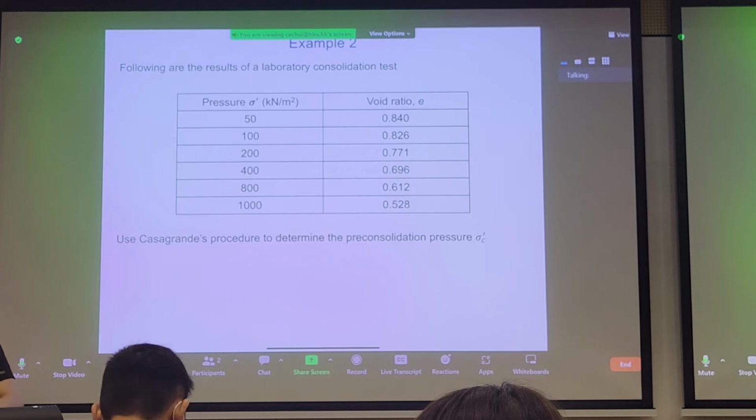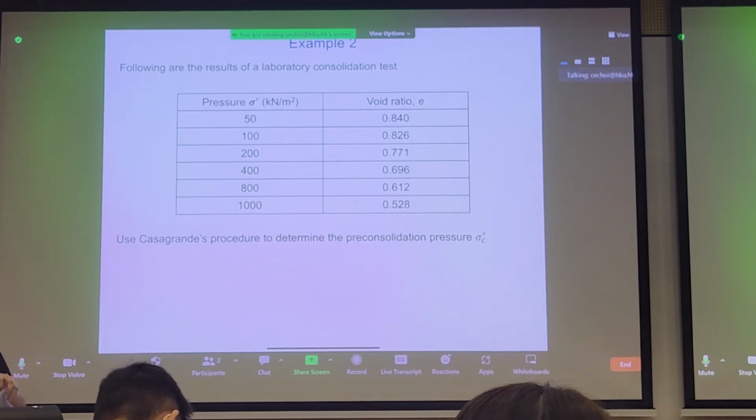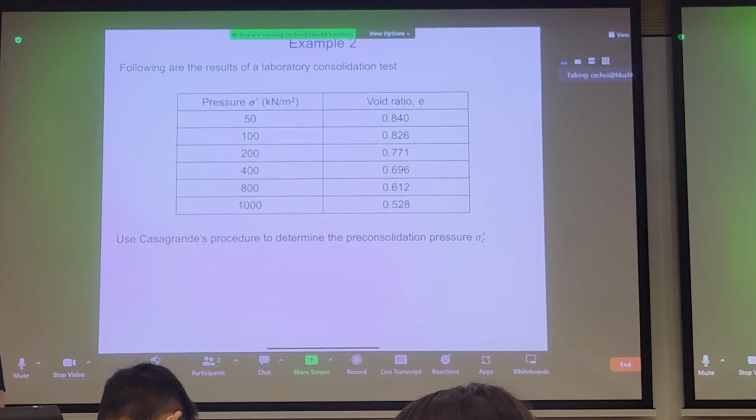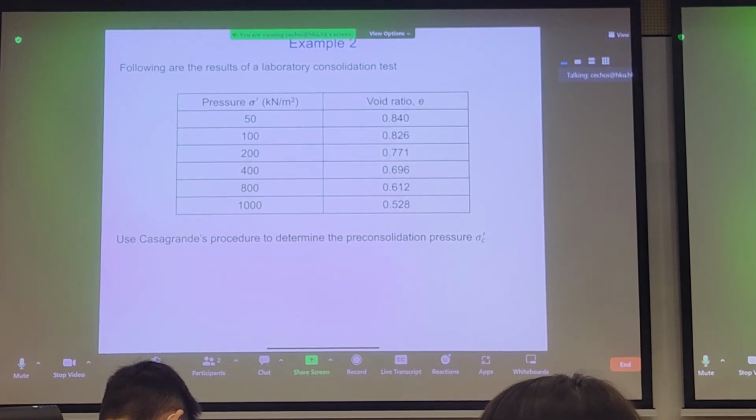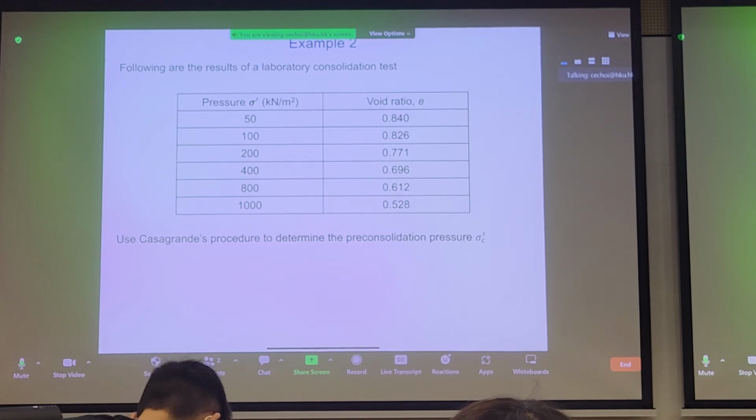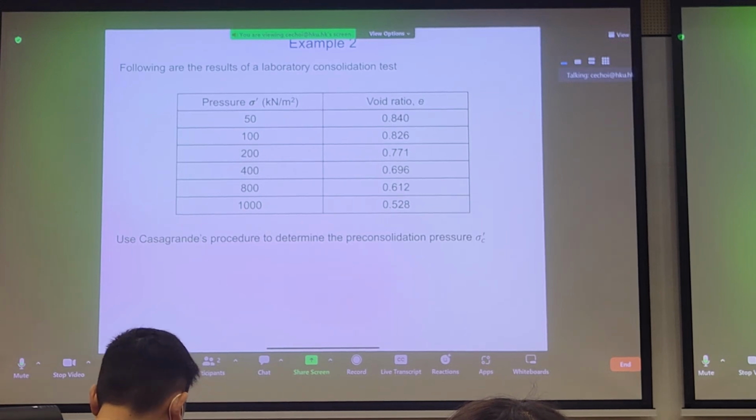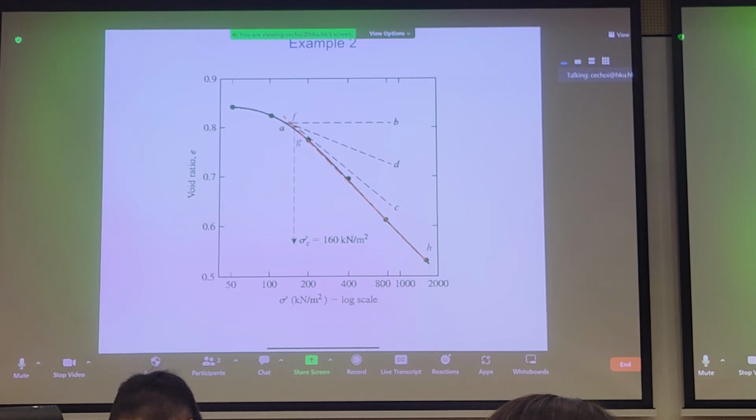So let's work on another example together to slowly get out of this consolidation module. What you see here is just a quick application of Casagrande's procedure. You're given void ratios and effective stress, particularly 6 data points, and you're asked to find the pre-consolidation pressure. Obviously, your assignment and your exam will not be this easy, but you have to do this anyways. So we just followed the procedure in the last slide, right?